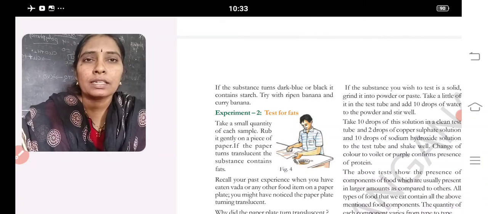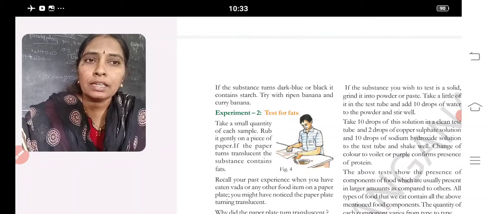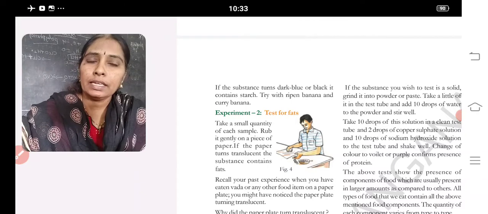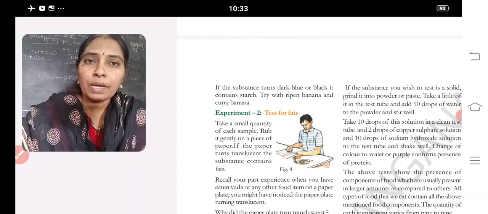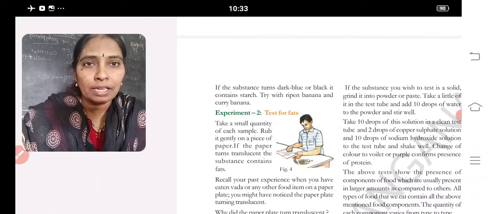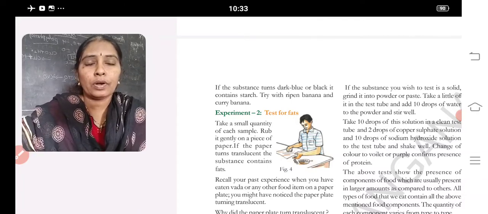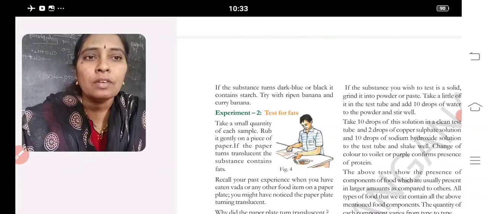Okay. Next, test for fats. What is the second food component you are going to test? Presence of fat. How will you test the presence of fat? Take a small quantity of any sample food and rub gently with a paper. If the paper turns translucent, what is meant by translucent? Oily, partially transparent. Then it shows that it contains fat.